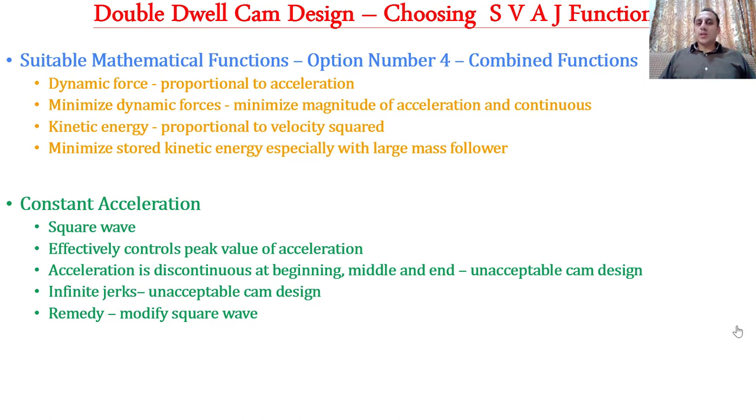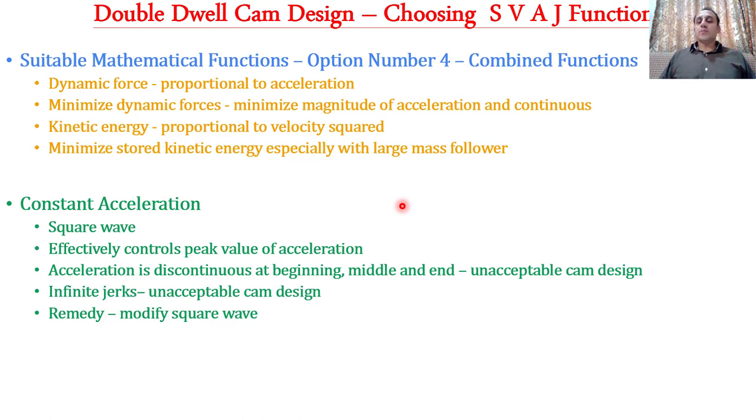But in that SVAJ diagram, we saw that we are getting very high acceleration, and now we want that acceleration to be reduced. So now we will see how we can reduce that acceleration and velocity, because lower velocity and lower acceleration are highly recommended because of those stress and deformation issues. So now, instead of using a single mathematical function, we will use a combination of more than one function in order to limit the acceleration.